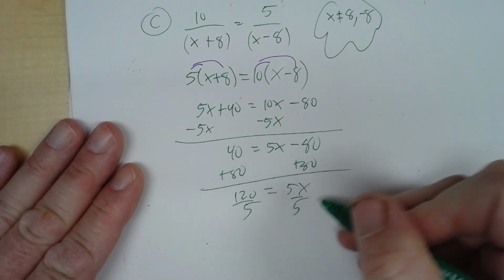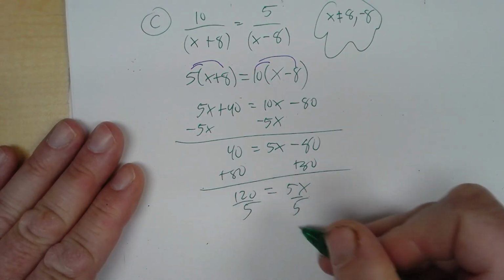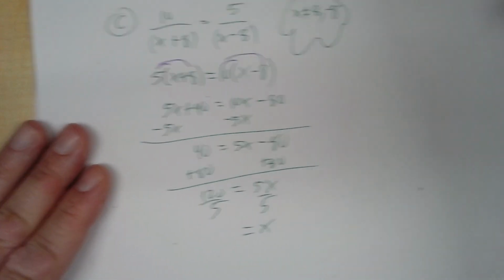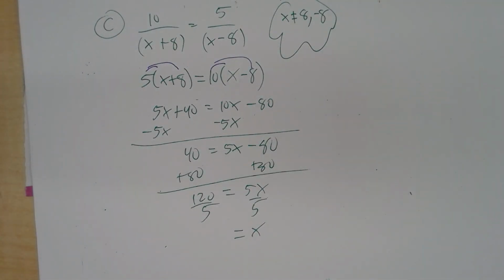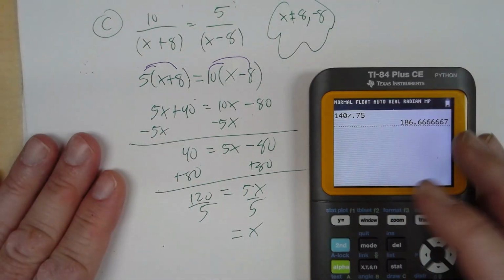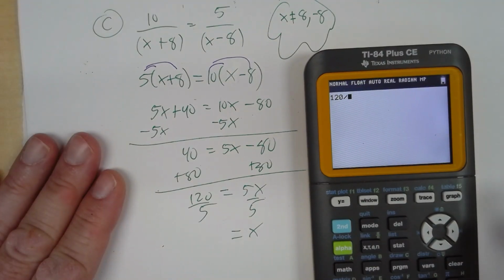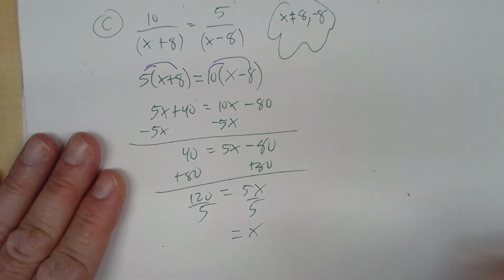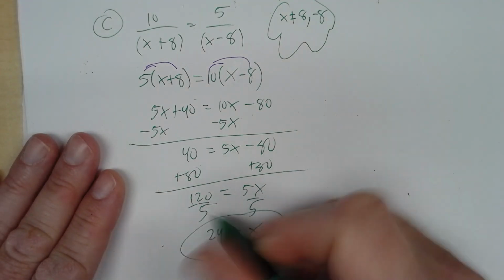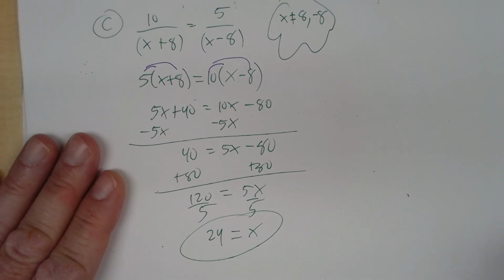Get x by itself. So the answer is not 8 or -8, is it? It's 120 divided by 5, which is more than 20. Is it 24? I think so. 120 divided by 5 is 24. Look at that. Math genius. 24. Boom. All right. So did you see why we need a little bit more room here than trying to squeeze it in here? All right.